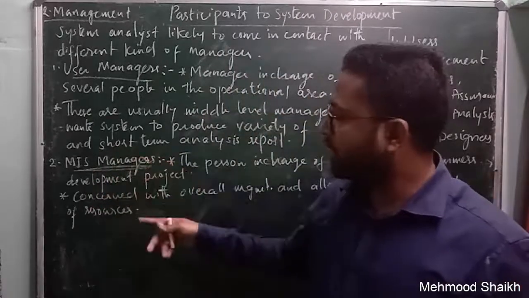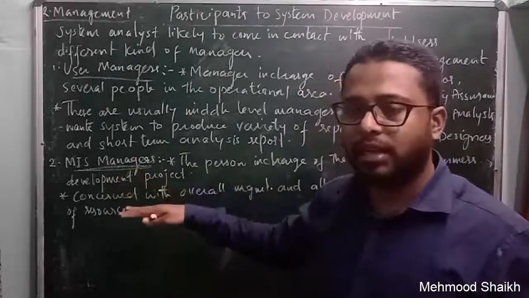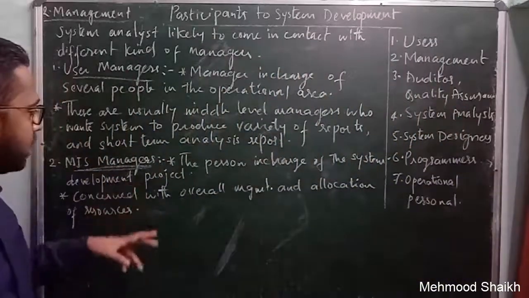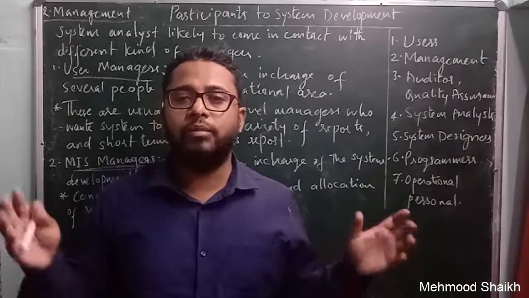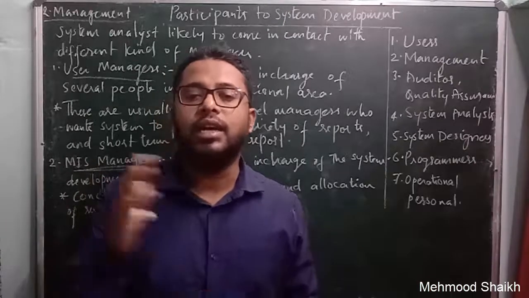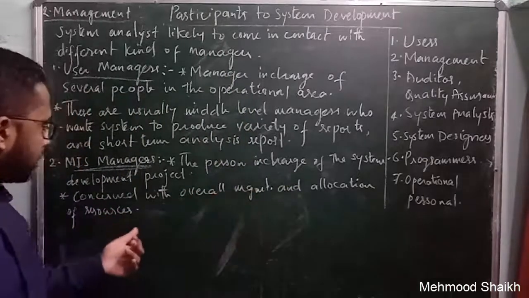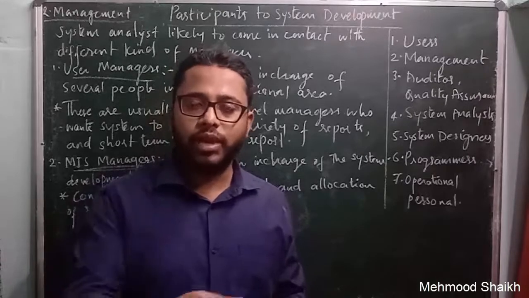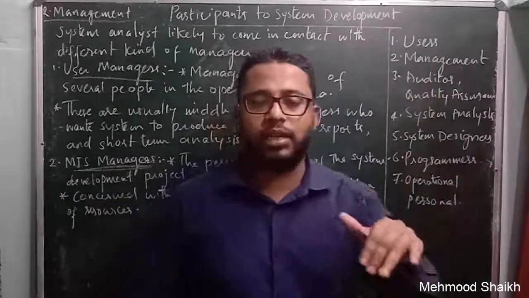Now we'll see the second type of manager, the MIS manager. MIS stands for Management Information System manager. These managers come above the user managers in the organization, and they are the persons in charge of the system development project. They are given the responsibility of maintaining the system development project. They handle and monitor each and every activity of the entire system development project, and they are also concerned with the overall management and allocation of resources. These MIS managers are responsible for managing overall operations as well as allocating various resources to different departments in an organization. So this is everything about the second type of participant in system development.